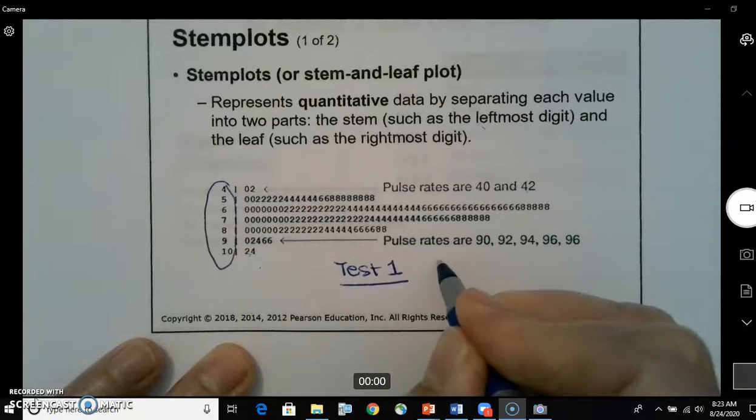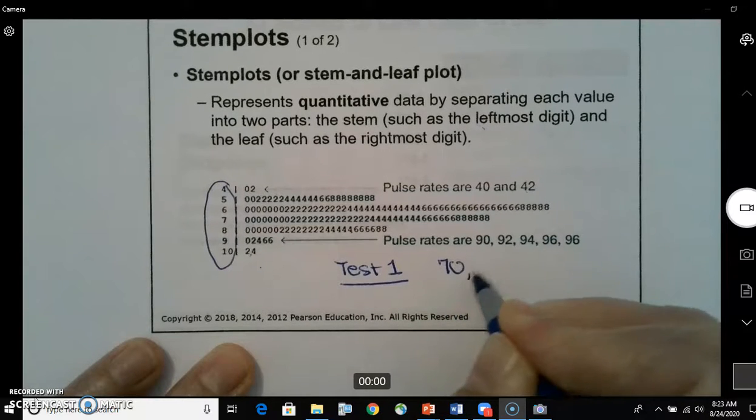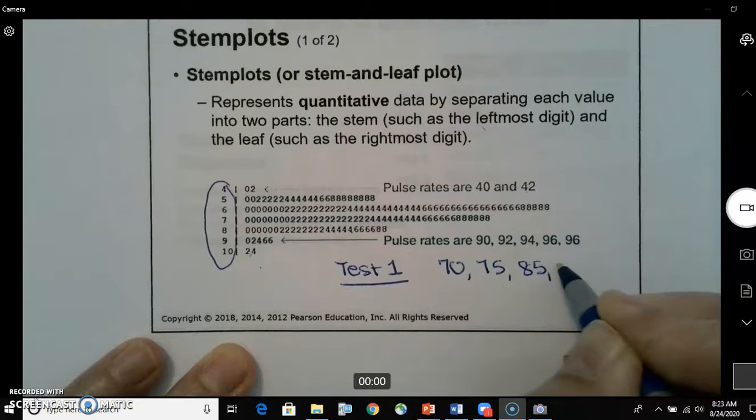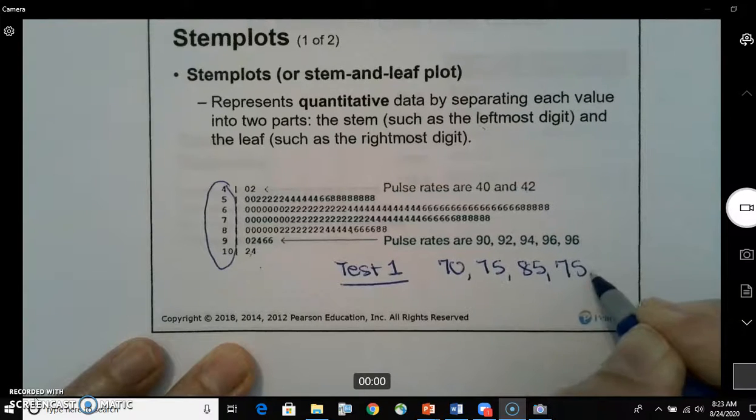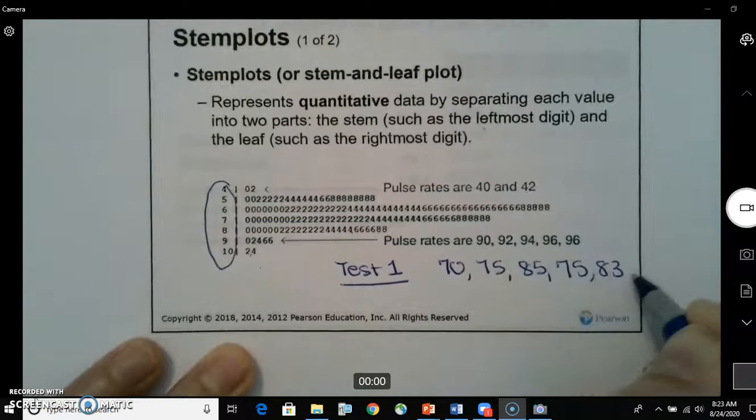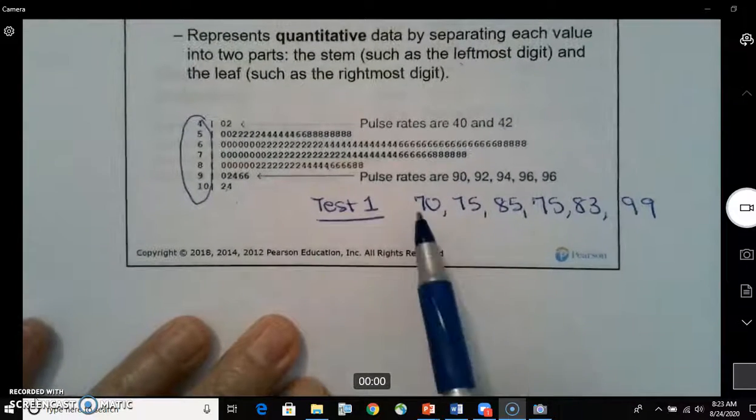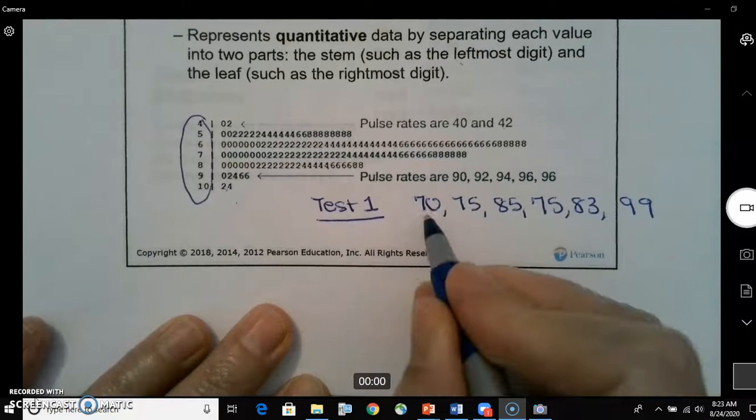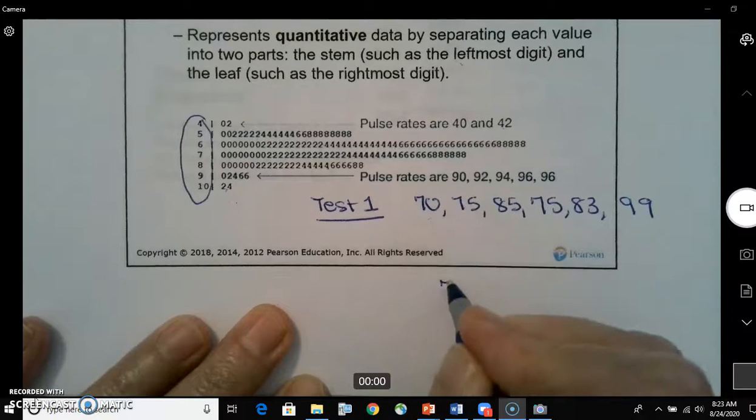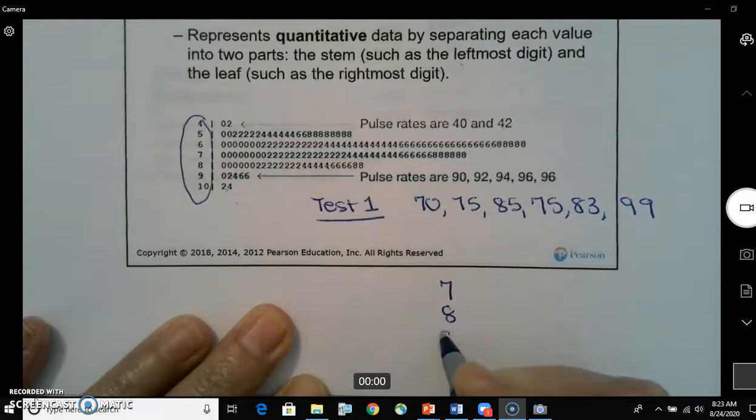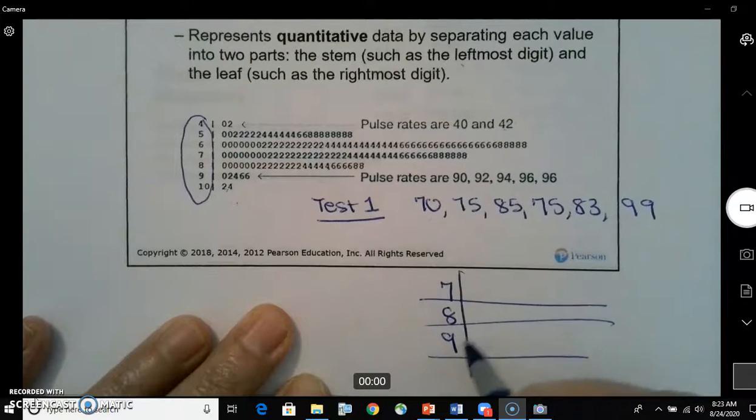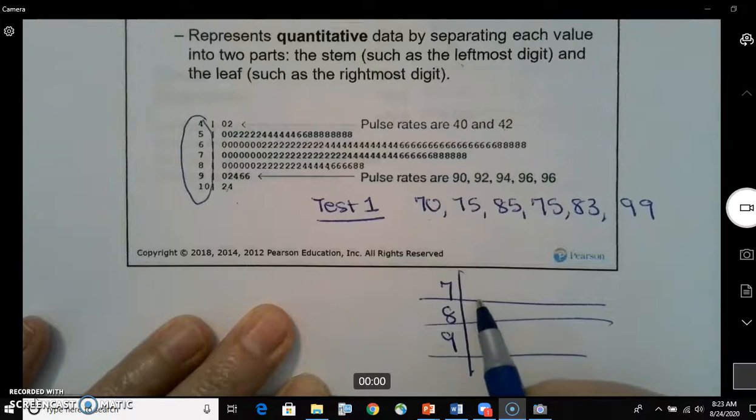So let's say somebody had a 70, somebody had a 75. I'm just going to write down a couple numbers here. Okay, and I want to create a stem and leaf plot from this. The lowest score is 70, and the highest one is a 99. So I would go from 7 up to 9. So these are my stems. My leaves would be my ones places.